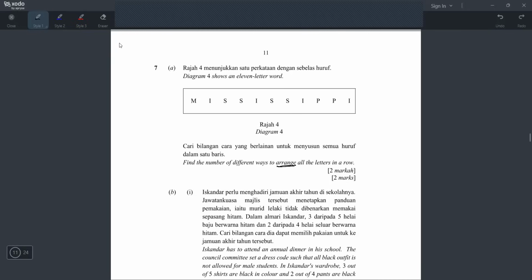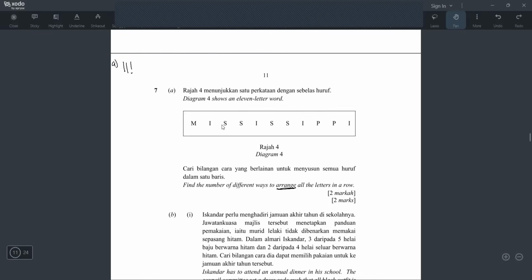So there are 11 letters. If I want to arrange all 11 letters in a row, the number of ways will be 11 factorial, or you can also say 11P11. But if you look at this, there are some repeating letters, and in this chapter we call these repeating letters identical objects.